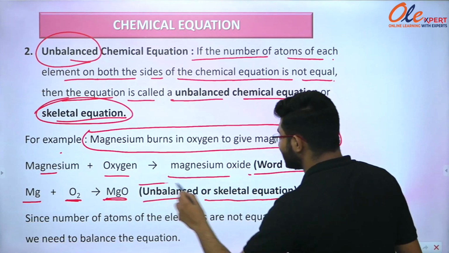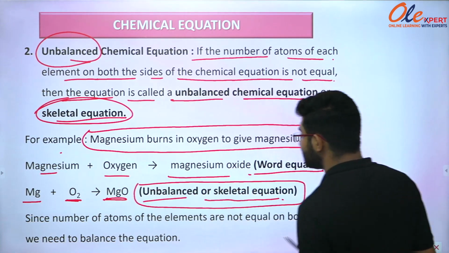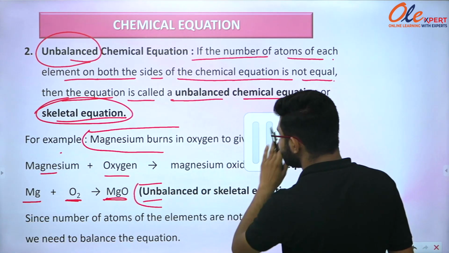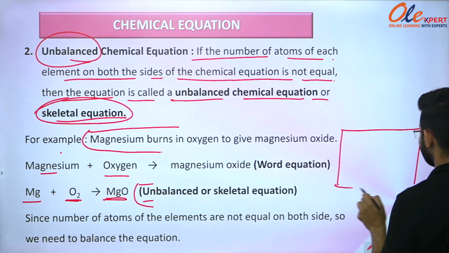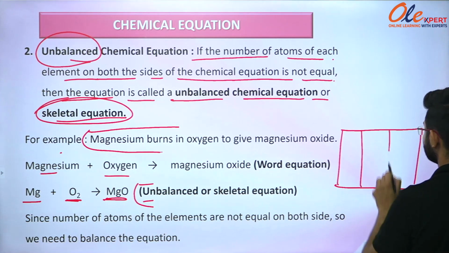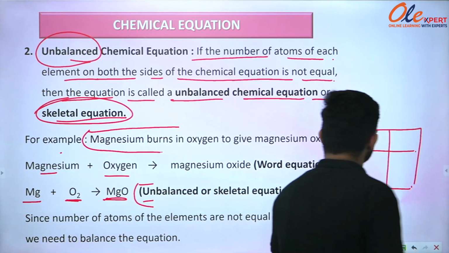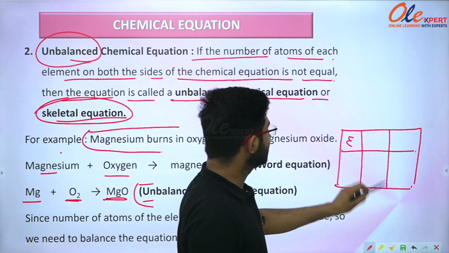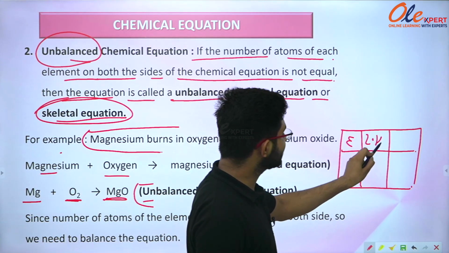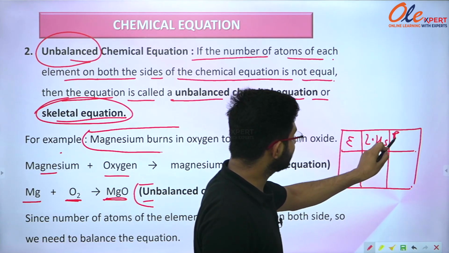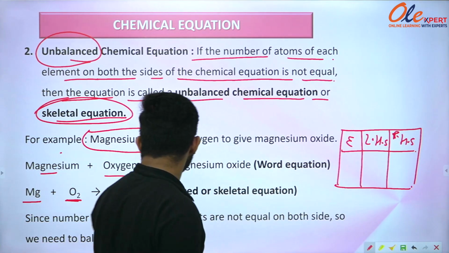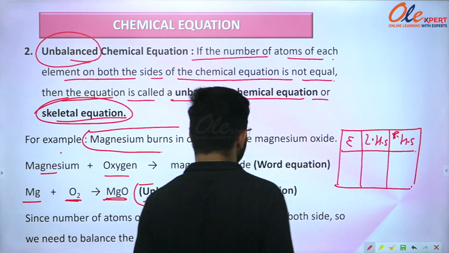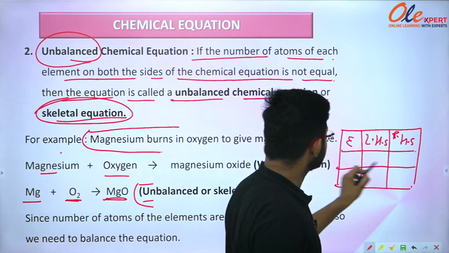But how can you say that it's an unbalanced equation? Let's just make a table first. I'm writing things down here. You have to write the elements here, the number of atoms present on the LHS and the number of atoms present on the RHS. Okay, as you can see, we have 2 elements over here, Mg and O, that is magnesium and oxygen.